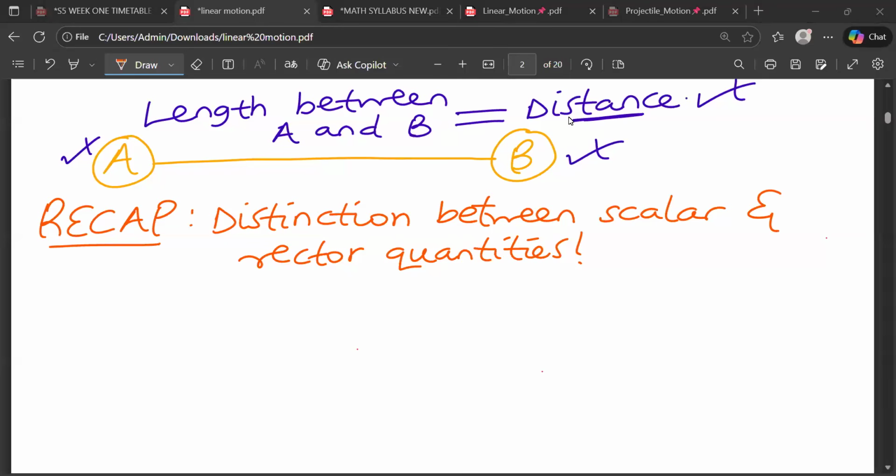Scalar quantities, these are quantities with only magnitude, which is the size. Examples, we have mass and distance. Then vector quantities, these are quantities with both magnitude and direction. Examples, we have velocity and displacement. That's it.